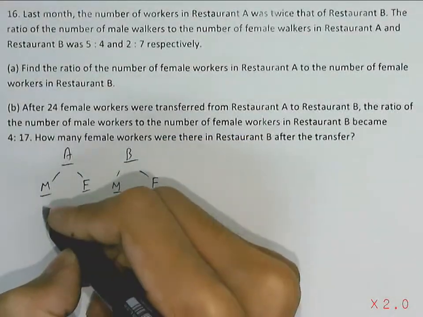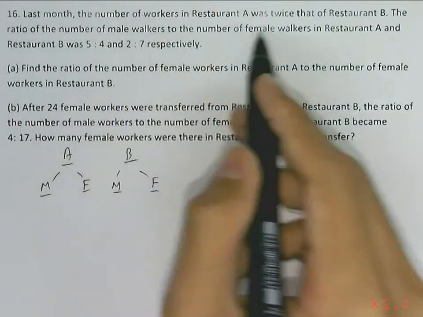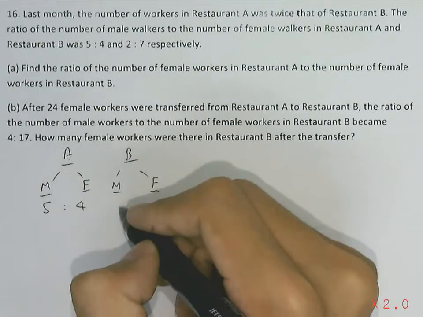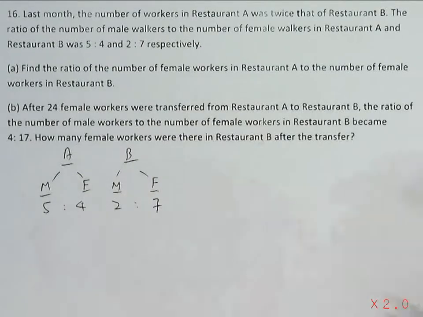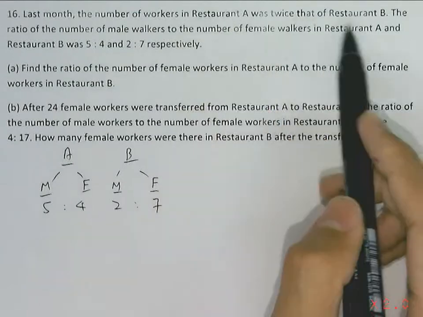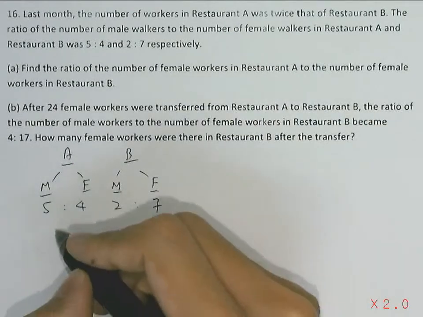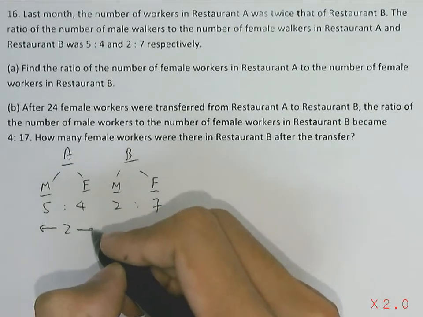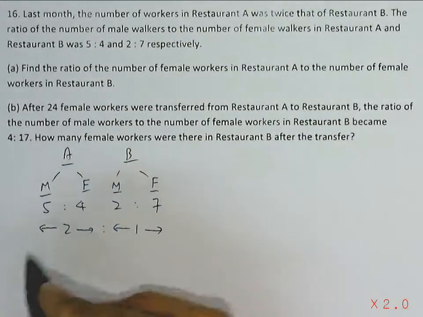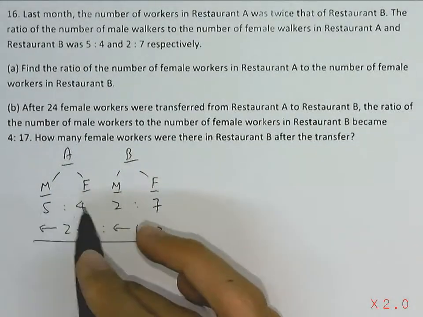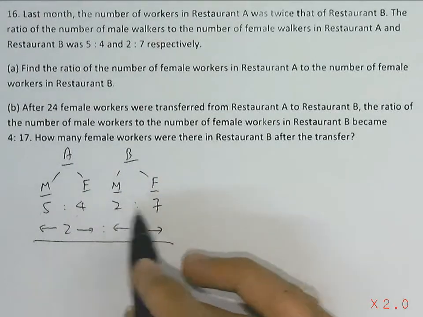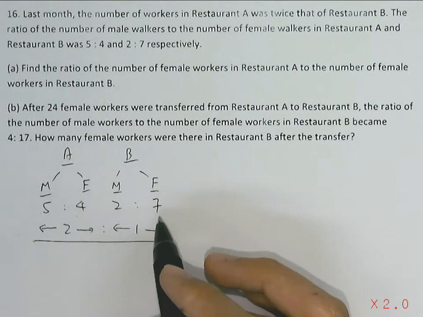So for the male and female workers in restaurant A, there will be a ratio of 5 to 4. For restaurant B, it will be 2 to 7. Since we know that the total number of workers in A to B is 2 to 1, so it must be 2 to 1 here as well. So as you can see, 5 plus 4 units, there's a total of 9 units for restaurant A. Well, for restaurant B, it is 2 units plus 7 units, which is 9 units as well.